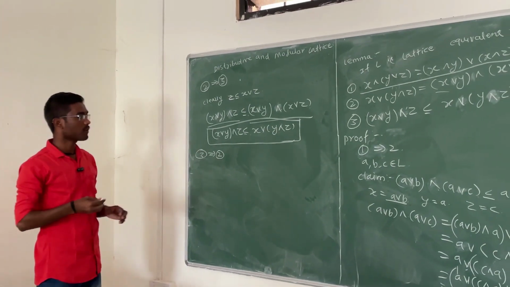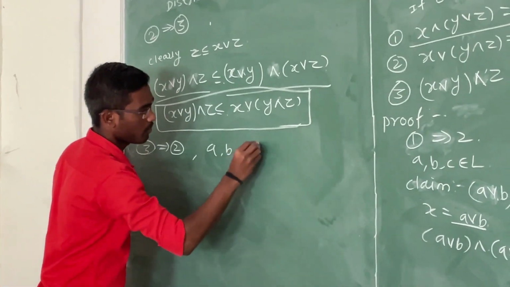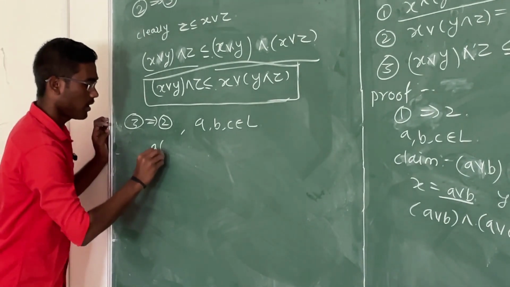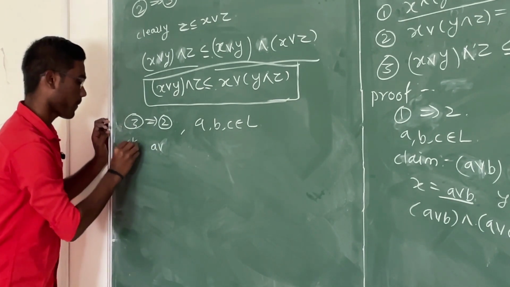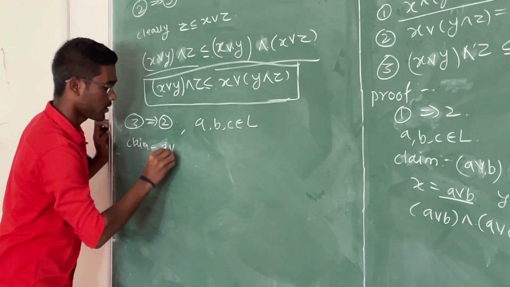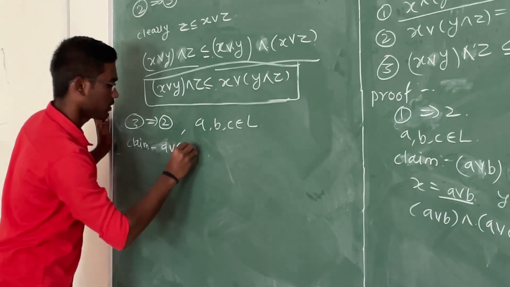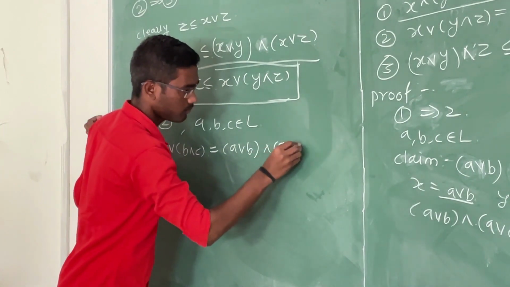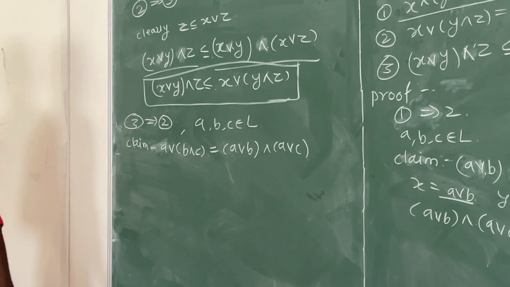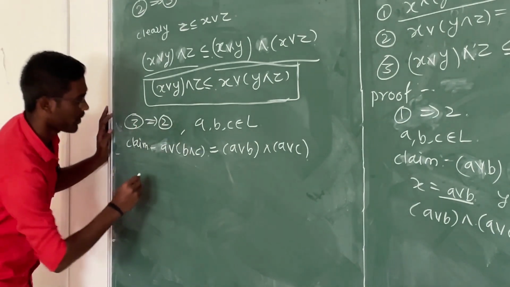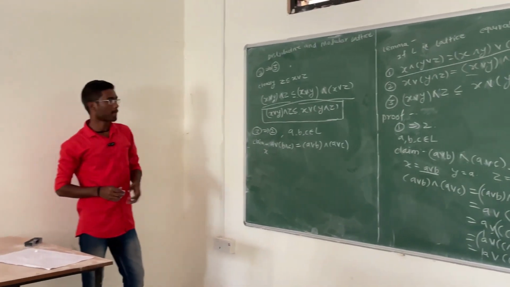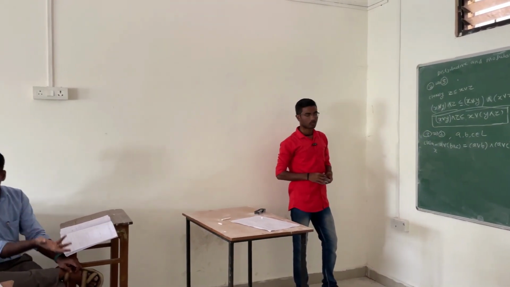For 3 implies 2, we will take a, b, c from the lattice, and our claim is a meet b, a join b meet c is equal to a join b meet a join c. In this claim, one inequality, one side, is always true: when you take join and then take the meet, it is always less than or equal to taking the meet and then the join.